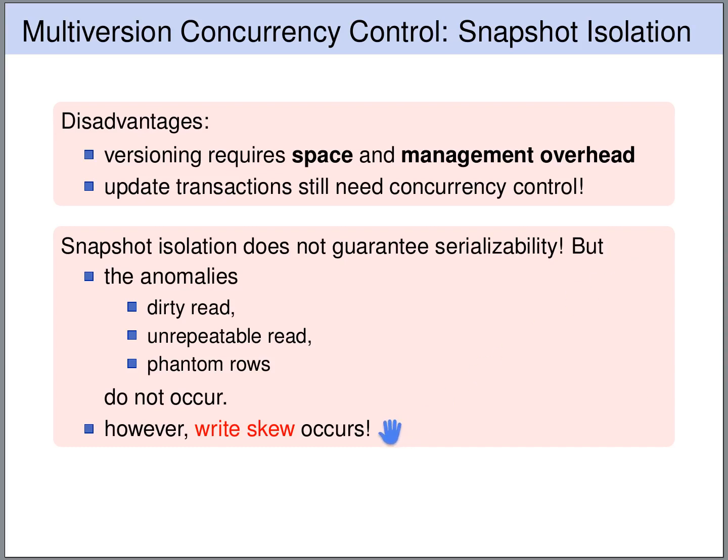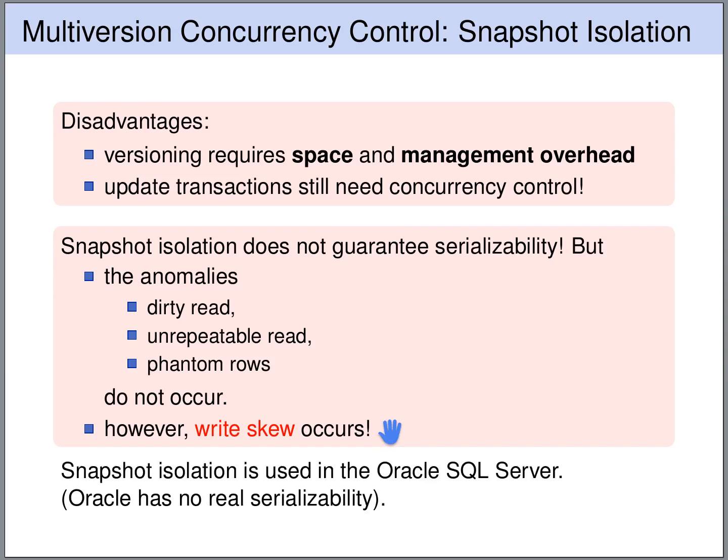However, in snapshot isolation we have what is called write skews. Snapshot isolation is the isolation that is used in the Oracle SQL server, so Oracle does not support full serializability.